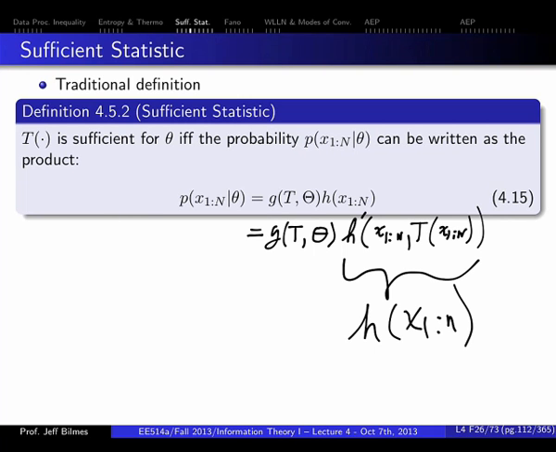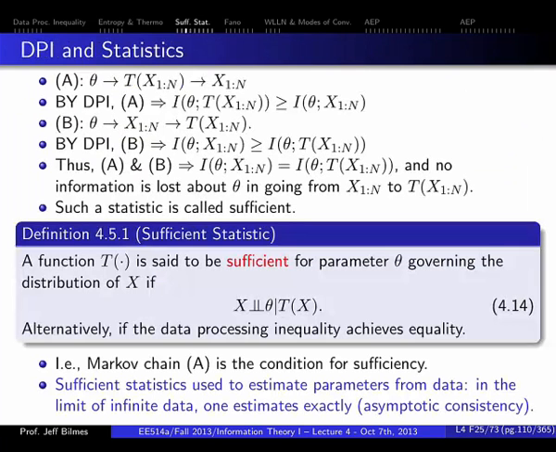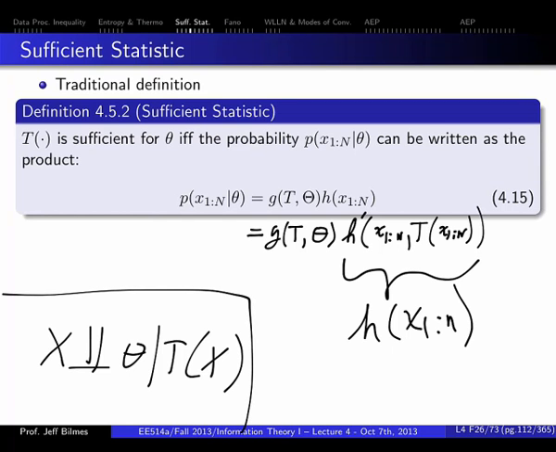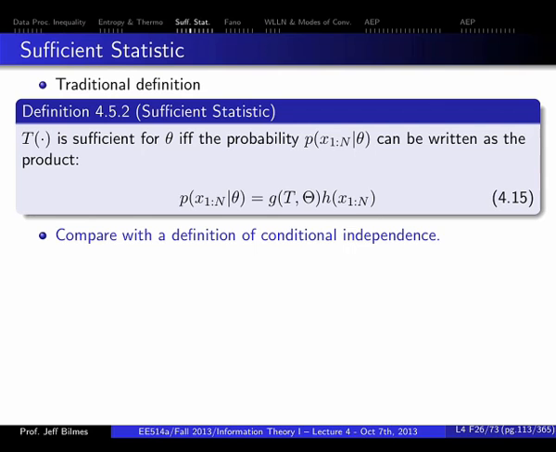Let's go back a page. X is independent of theta given t of x. X is independent of theta given t of x. So this was our former definition, this is the new definition. What's the correspondence? Well, the correspondence is in the next bullet point: what's the definition of conditional independence?